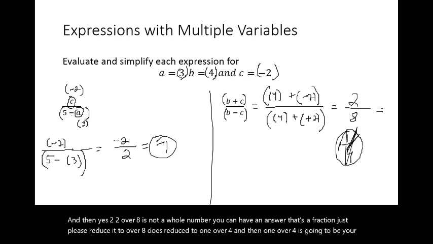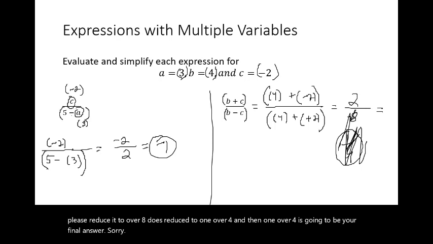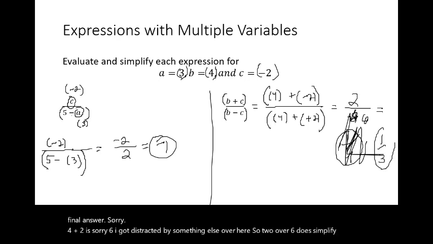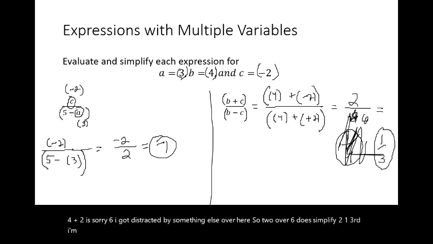Oh, sorry. 4 plus 2 is 6. I got distracted by something else over here. So 2 over 6 does simplify to 1 over 3, and then that is going to be your final answer. I'm having some technical issues if you can't tell. Sorry about that.